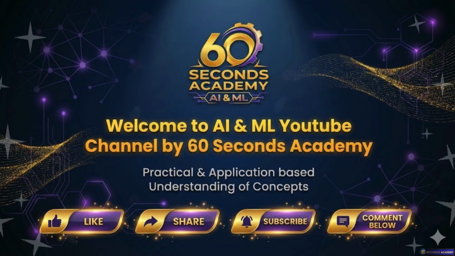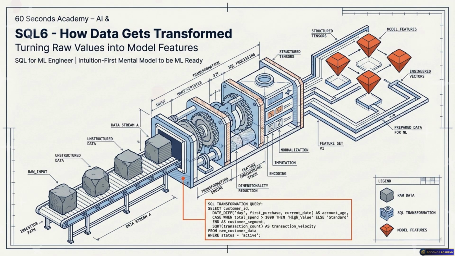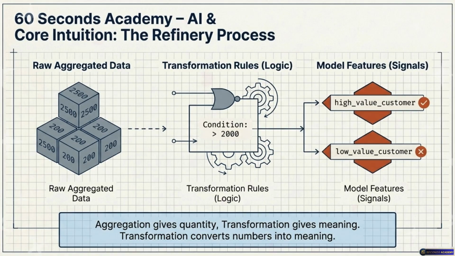Glad to be here for this one. We know you listening already have some Python under your belt. But today we are officially putting on our AI engineering mentor hats. We're doing a deep dive into lesson 6 of our SQL for ML Engineers series, which is titled, How Data Gets Transformed, Turning Raw Values into Model Features. Right. And our goal for you today is to build a really highly intuitive mental model of how we actually translate cold, raw numbers into actionable meaning using SQL. And doing that before that data ever even touches a Python algorithm.